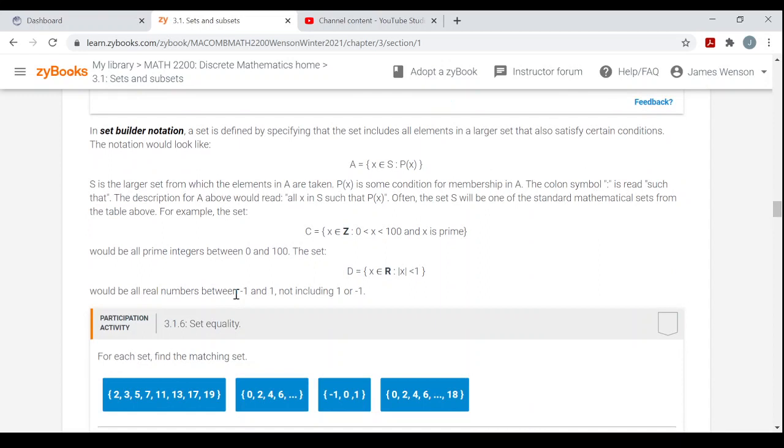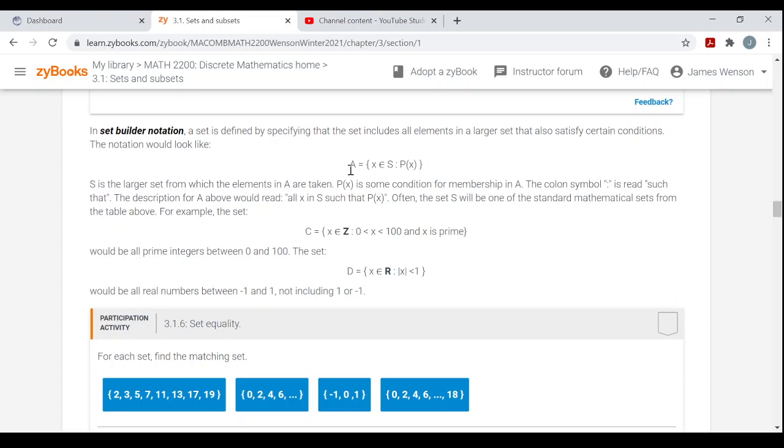All right. So next, we've seen roster notation. Earlier we saw roster notation with the ellipses as well to indicate that there's a pattern. Or if it's just a really large set that you don't want to write out, you use ellipses, dot, dot, dot. Here's some other notation that you may be familiar with from an algebra class. In set builder notation, a set is defined by specifying that a set includes all elements in a larger set that also satisfy certain conditions. So certain conditions are written that the elements in the set have to satisfy.